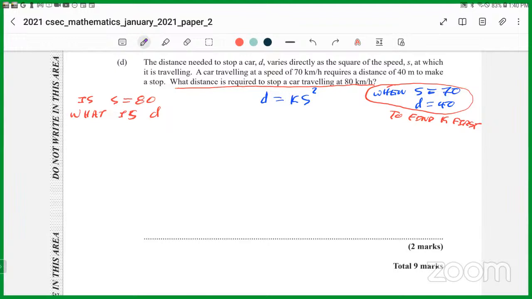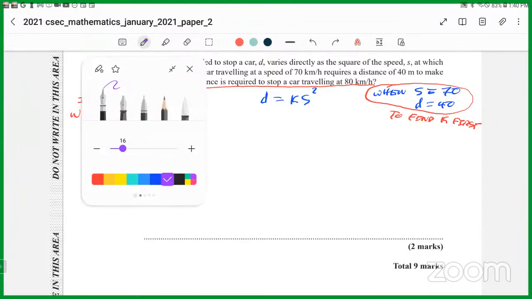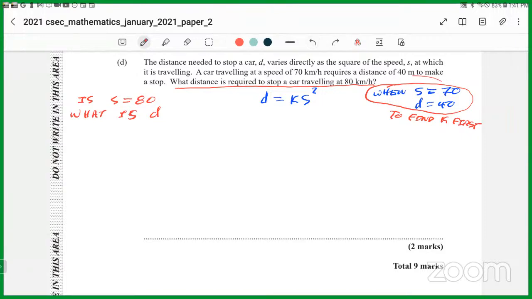All right, let's follow the process now. Let's do find k first over this side, since we have it here. We're using this to find k in this expression. How do we do it? Plug these values in here. So D is 40. I put 40 equals k times the speed, which is 70 squared. Dividing by 70 squared, you get 40 over 70 squared is equal to k.